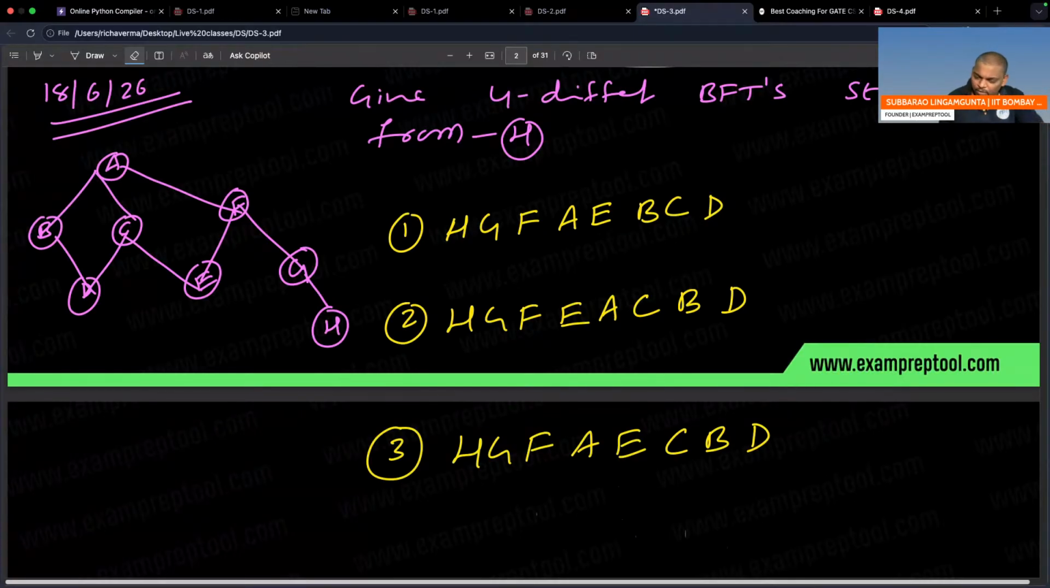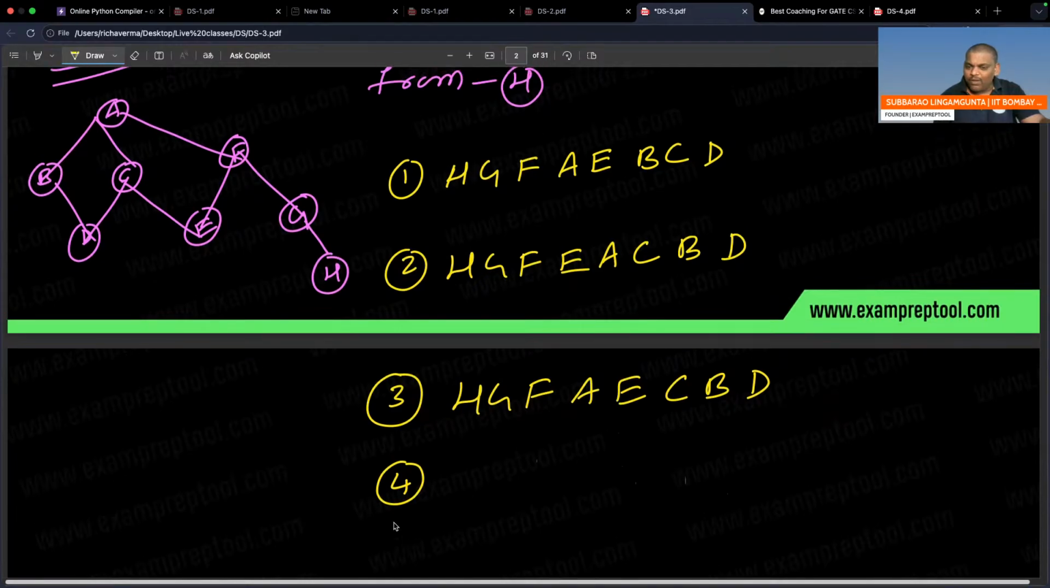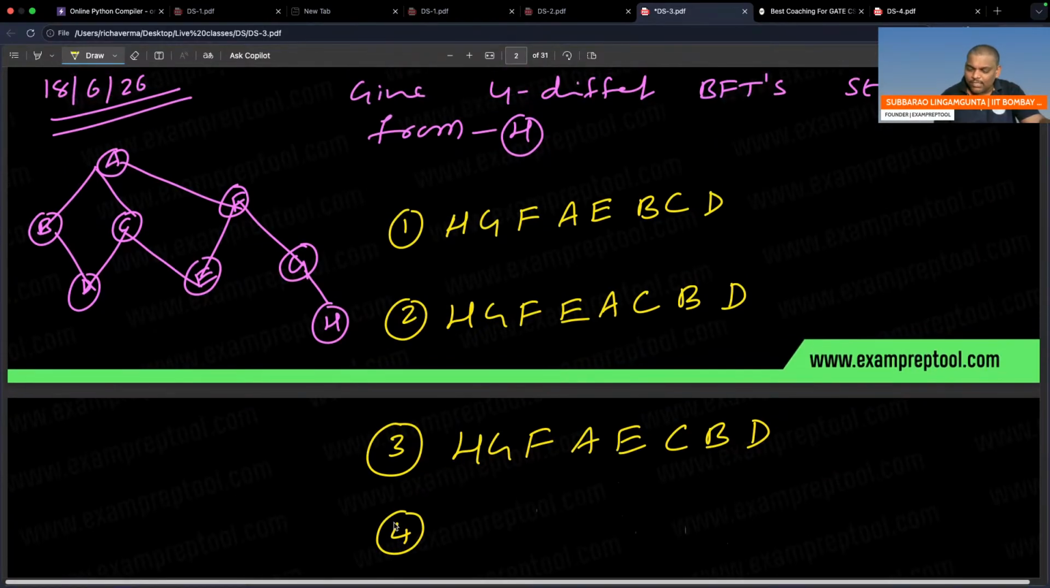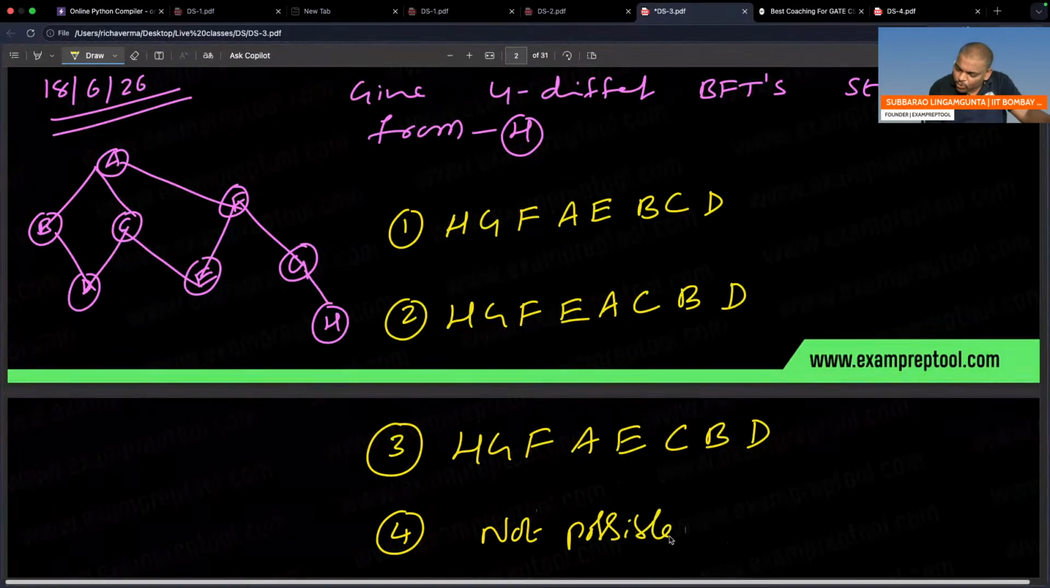Let's move now. Can you see the 4th one? Everyone see the 4th answer. The 4th answer is starting from H, right? Starting from H, so the 4th answer is not possible. Okay, it is not possible. Thank you so much for trying.